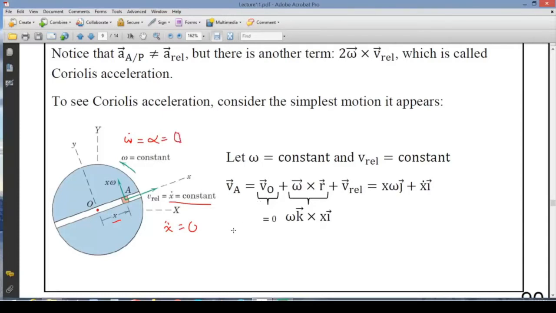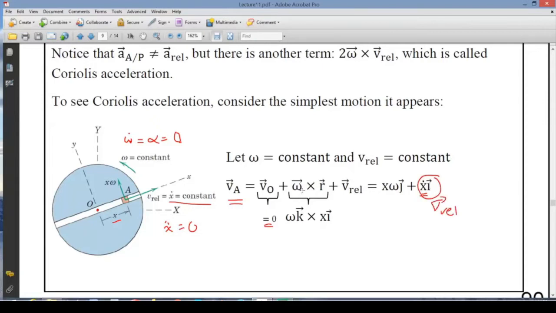Now, we can apply our knowledge about the relative velocity information. The absolute velocity of A is equal to absolute velocity of O. O is a fixed point, that's why it's equal to 0. Plus omega cross product R plus V relative. Now, V relative is the relative velocity with respect to this moving frame, and this slot is in the x direction. So V relative will be in the x direction, and it will be defined as x dot, and its direction is always in the I direction. So this is the V relative information.